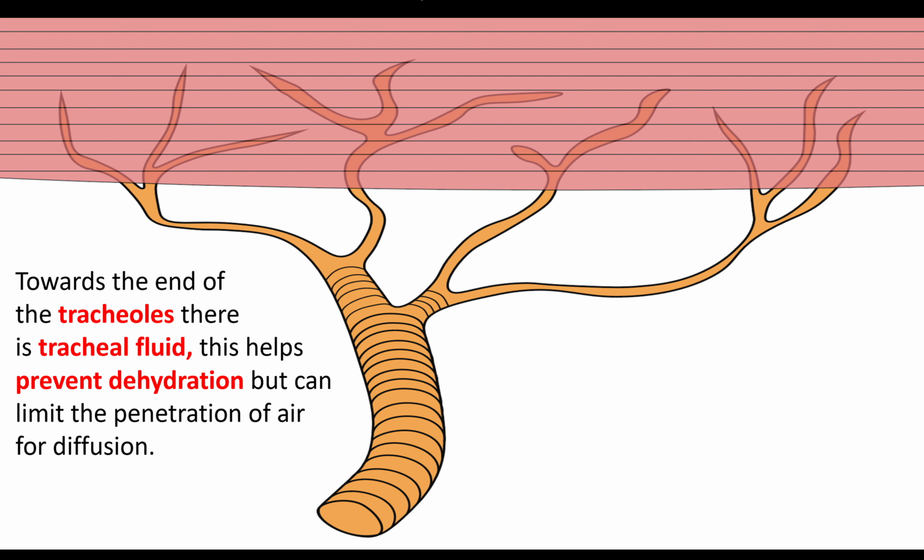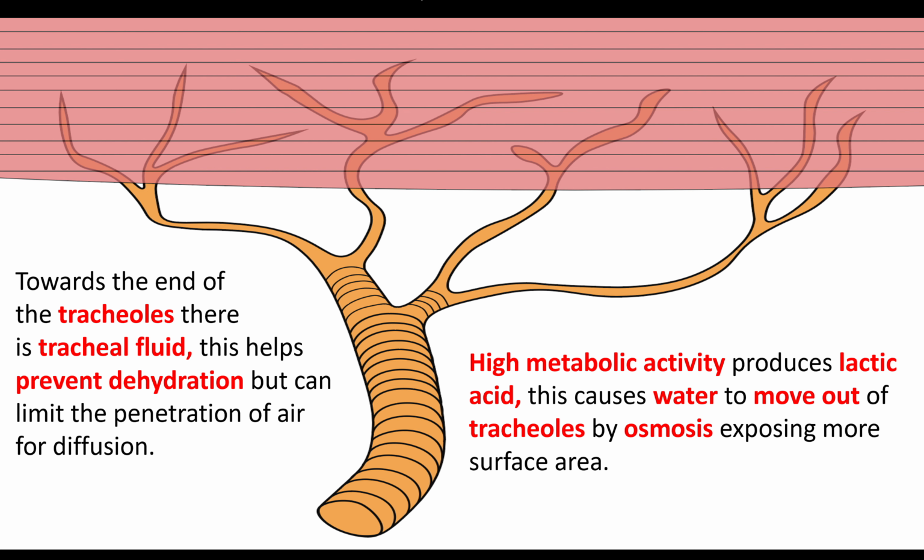Now, if the insect is very active and has high metabolic activity, what they actually do is produce lactic acid. Lactic acid will cause the water to move out of the tracheoles by osmosis. And what that will do is actually expose more surface area. So remember, the tracheoles are elongated cells. If there is this high metabolic activity, that lactic acid causes the tracheal fluid, that water, to move out of the tracheoles by osmosis. That's going to increase the surface area for those gases to be exchanged.